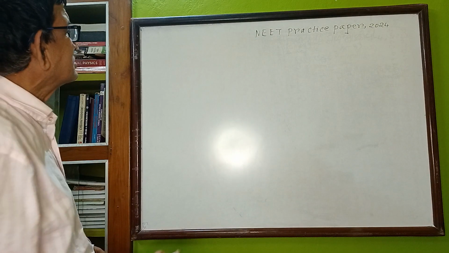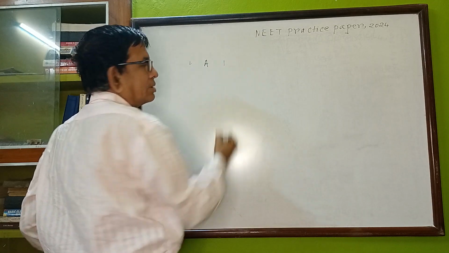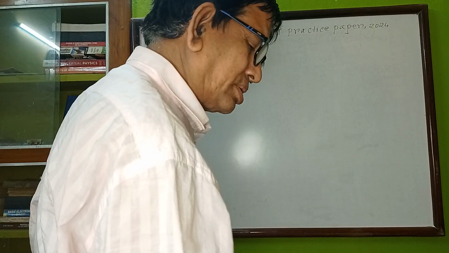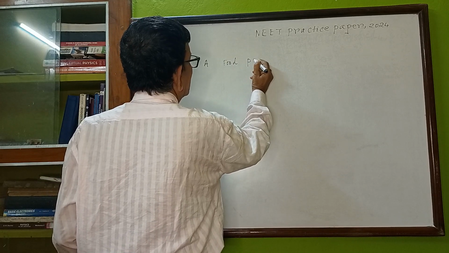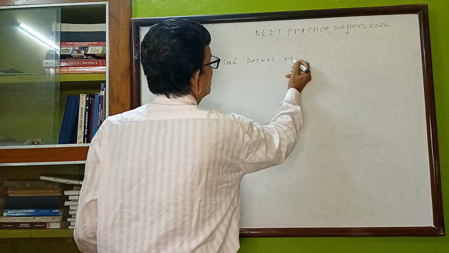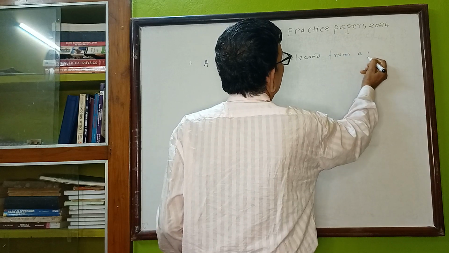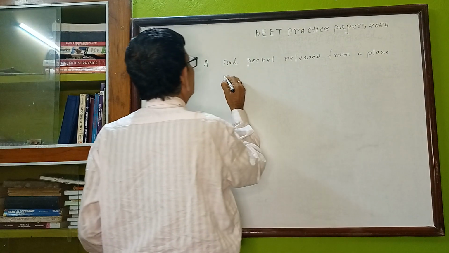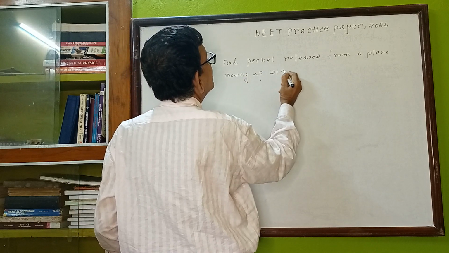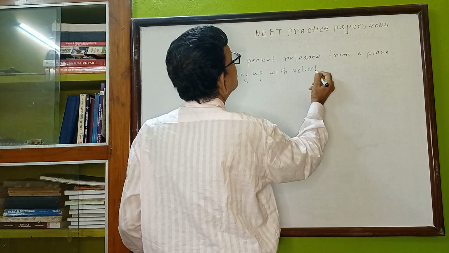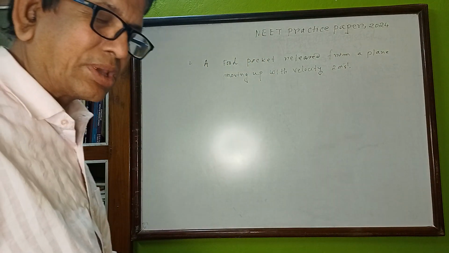Okay, first question: a food packet released from a plane moving up with velocity 2 meter per second. Clear? With velocity 2 meter per second.